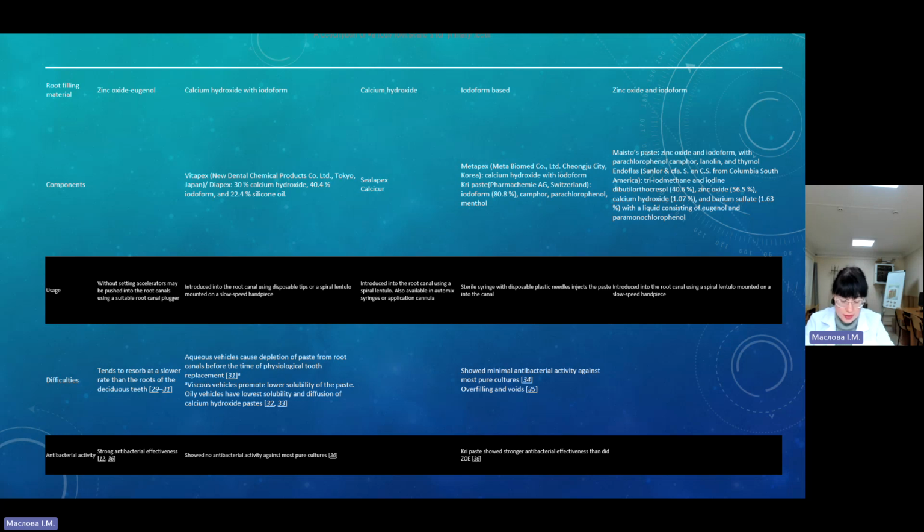The instruments employed to fill the canals depend mainly on the material used. Thick paste such as zinc oxide eugenol is inserted and condensed with root canal pluggers, while thinner paste like iodoform and calcium hydroxide based materials are inserted with a spiral lentulo mounted on a slow speed engine. Other materials are inserted with plastic syringes and tips provided by the manufacturer. For example, insertion of paste with a plastic syringe.